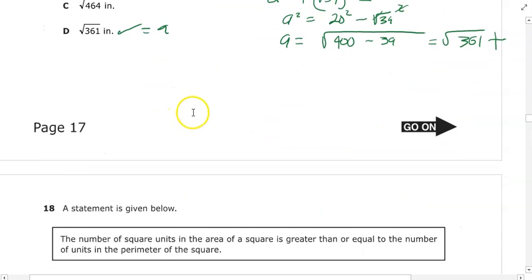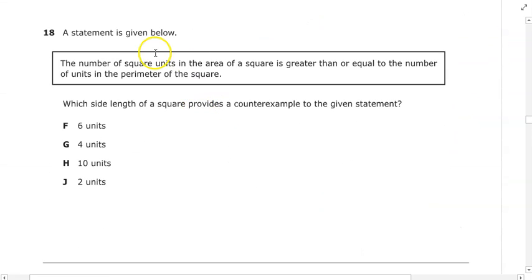All right, number 18. For 18, it says statement given below. The number of square units in the area of a square is greater than or equal to the number of square units in the perimeter of a square. Which side length of a square provides a counter example to this statement? So the number of square units in the area is greater than or equal to the number of units of the perimeter.